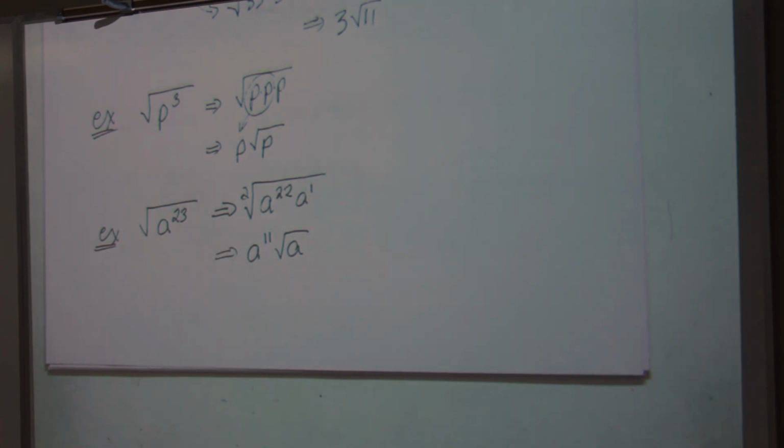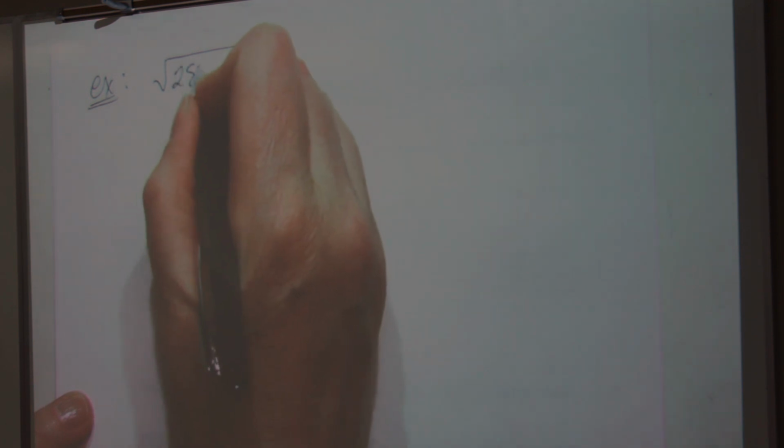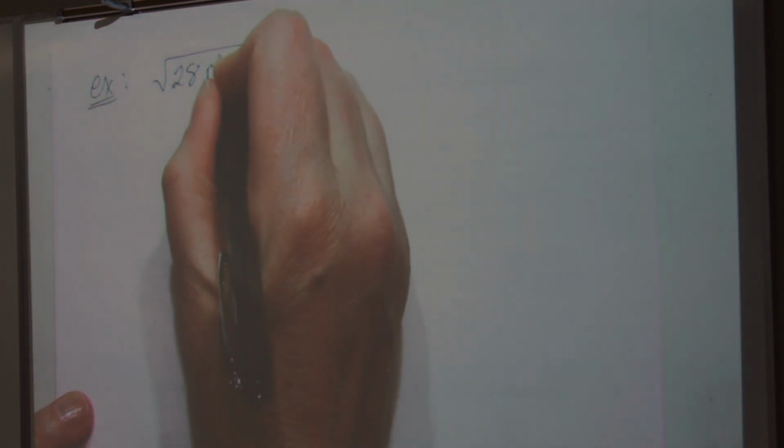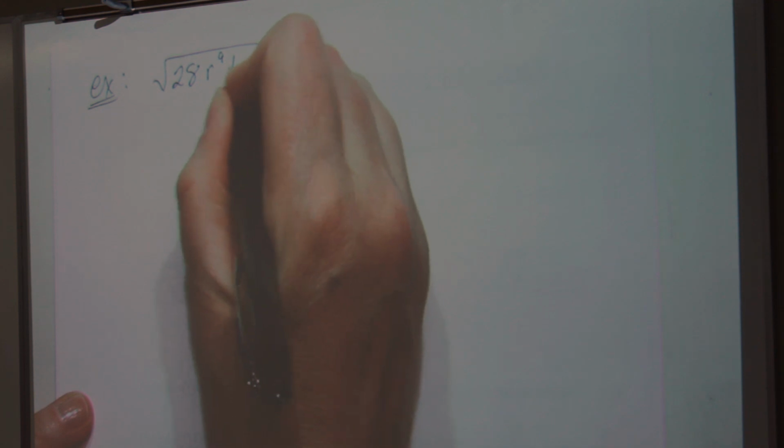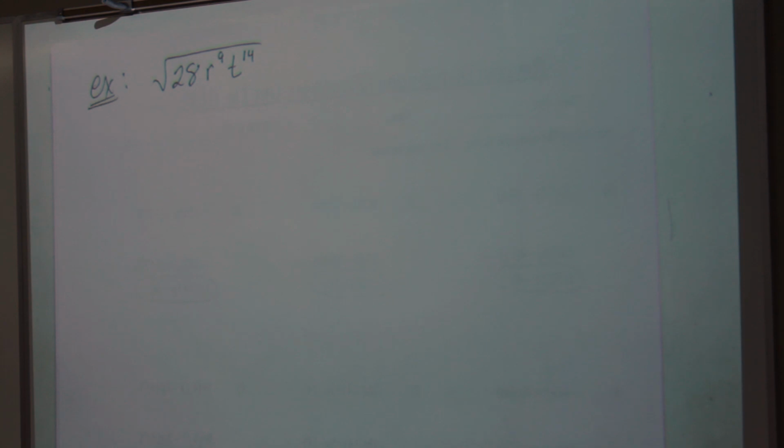How is this working? You want to try again? Absolutely. Okay. I'm just going to move it. Do you want another one like that, or do you want something a little different? Different. So again, up a little bit. Kick it up. Just a touch. All right. What if I give you the square root of 28 r to the 9, t to the, let's do 14. Why not? Okay. Spicy.